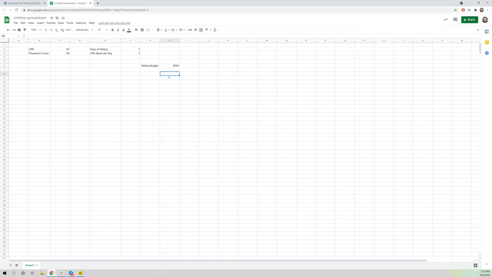We want to give each placement enough time and enough spent to have a good, stable average. We want the data to be stable. And as long as our data is not stable, we cannot say that a placement is or is not going to work. All right? So we need stable data. So we need to follow the 3-day rule.